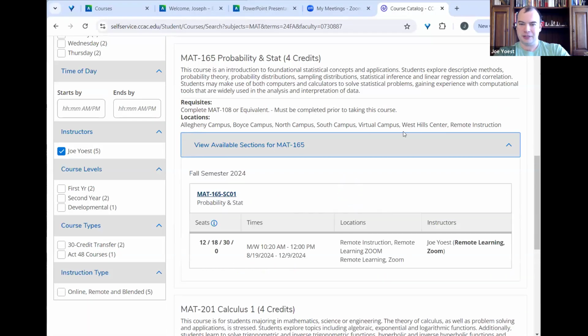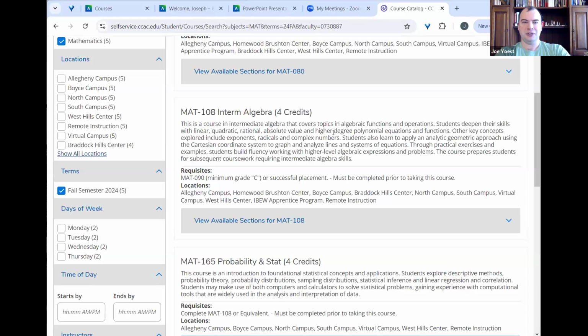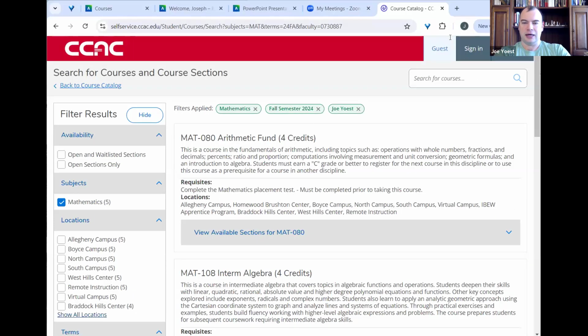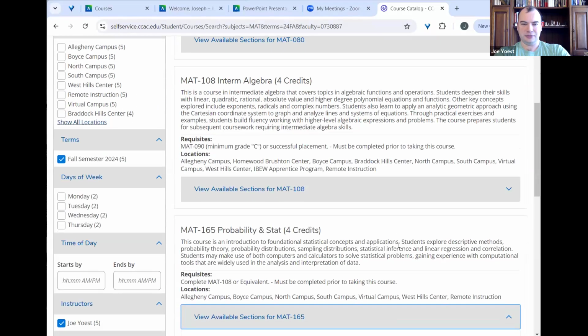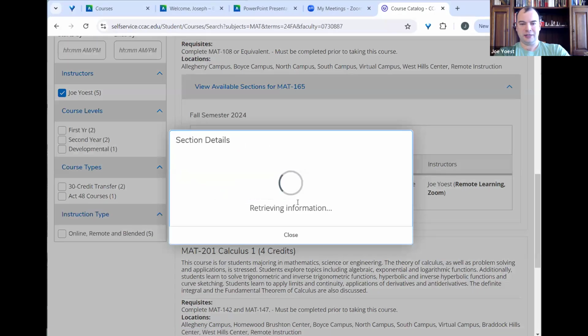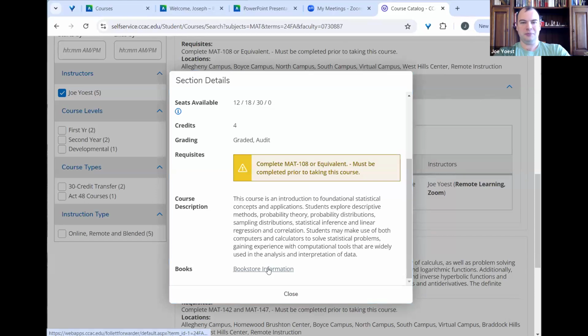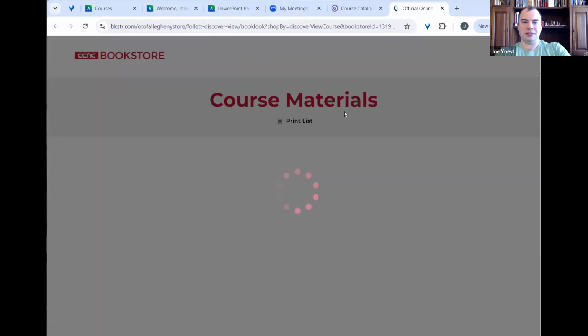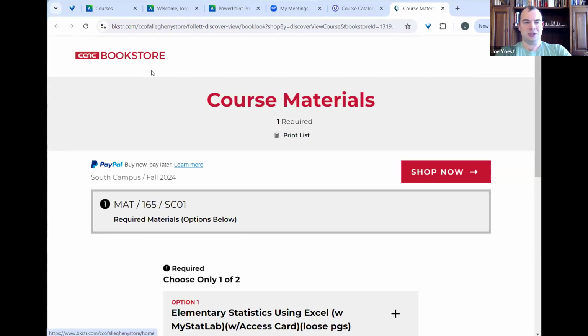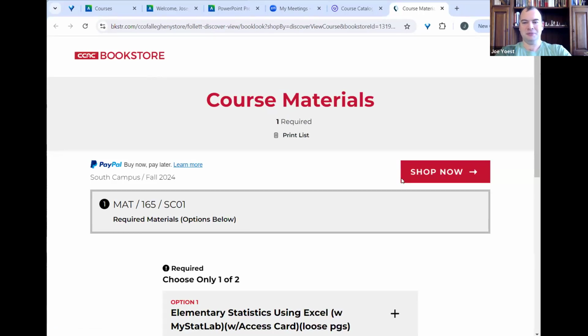Yeah, so for anybody looking to get to the bookstore website, the easiest way is to go through our catalog here, find the section, and if you click that, there is a link to the bookstore site for that section. So that's the easiest way to get there. Otherwise, you have to go to the CCAC bookstore, type in all kinds of information.